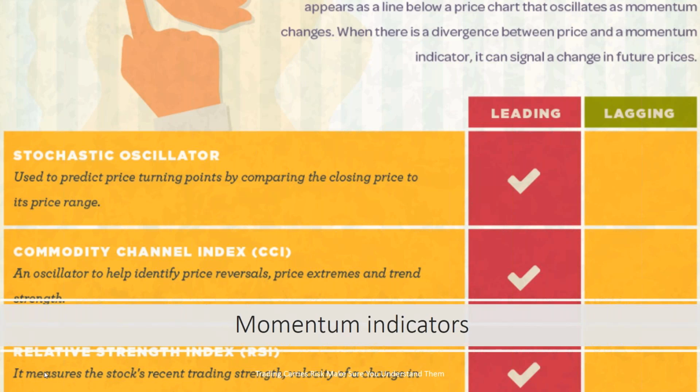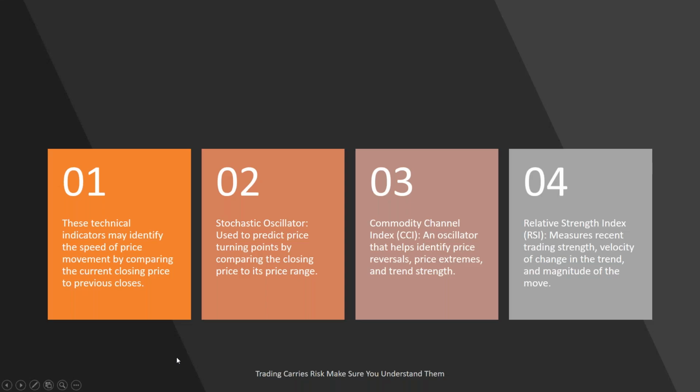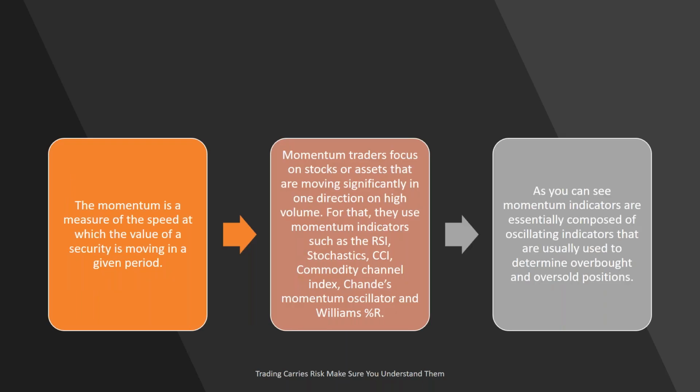But look at what all 3 of them are. They are leading indicators, because they will mostly tell you that the market is overbought or oversold. So they're ahead of the market, but they can't tell you when that exact event will take place. So these technical indicators may identify the speed of price movement by comparing the current closing price to previous closes. Stochastics is used to predict price turning points by comparing the closing price to its price range. And relative strength index measures recent trading strength, velocity, and change in the trend and magnitude of the move.